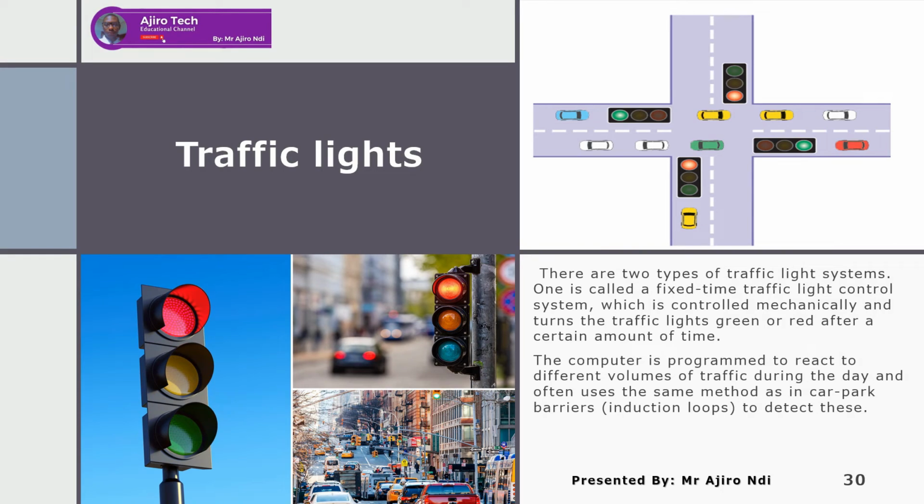Traffic lights. There are two types of traffic light systems. One is called the fixed time traffic system, which is controlled mechanically and turns the traffic light green or red after a certain amount of time. The other is computer controlled: the computer is programmed to react to different volumes of traffic during the day, often using the same method as in car parks.